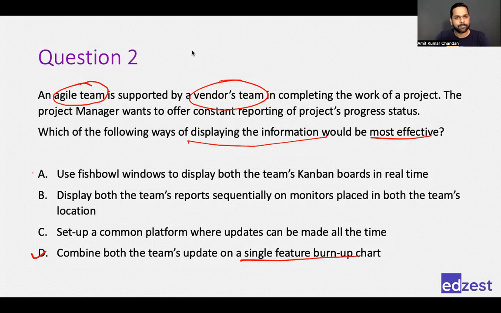Vipin, please, go ahead. Amit, I have a question. What Avinash just mentioned regarding the team being virtual or in the same location won't impact the C and D options, because what we are saying is a common platform. This common platform can be made on software, and similarly, the feature burn-up chart can also be an online feature. Absolutely. So C and D won't matter whether we are talking about a virtual team or a co-located team.